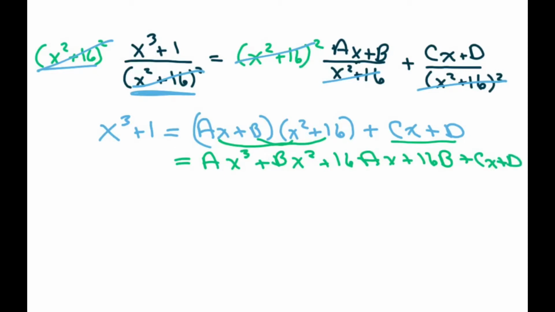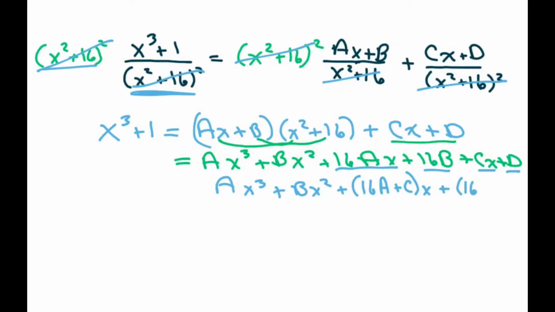Now let's combine everything. We have ax cubed plus bx squared. We have these two x's for like terms, so I'm going to write this as plus 16a plus c and put the x here. And then for the following, I have no x's there, so that's going to be plus 16b plus d. And that would be like x to the 0. X to the 0 is 1, so I went down there.